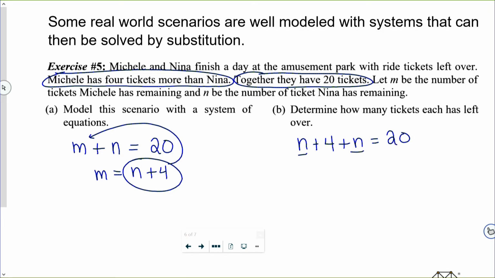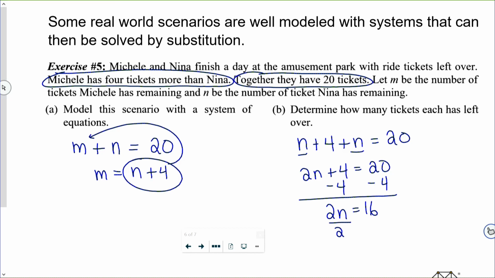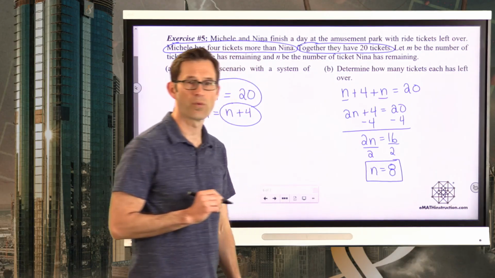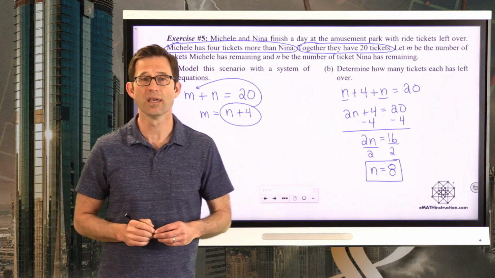Obviously, I can collect those two N's together and literally get 2N plus 4 is equal to 20. Subtract 4 from both sides. I'll get 2N is equal to 16. Divide both sides by 2, and I'll get the number of tickets Nina has is 8. Right? Simple enough. Nina has 8 tickets.